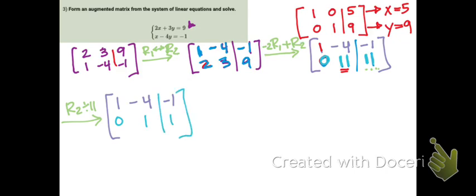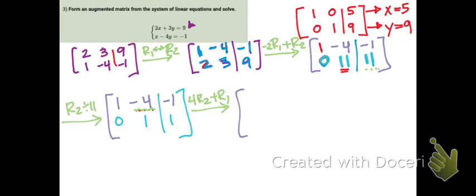So we're almost done. We just now need to change this spot to a 0. And we can use the 1 to do that. If I take row 2 and multiply it by 4, so 4 times row 2, and add it to row 1, then this will be a 0.